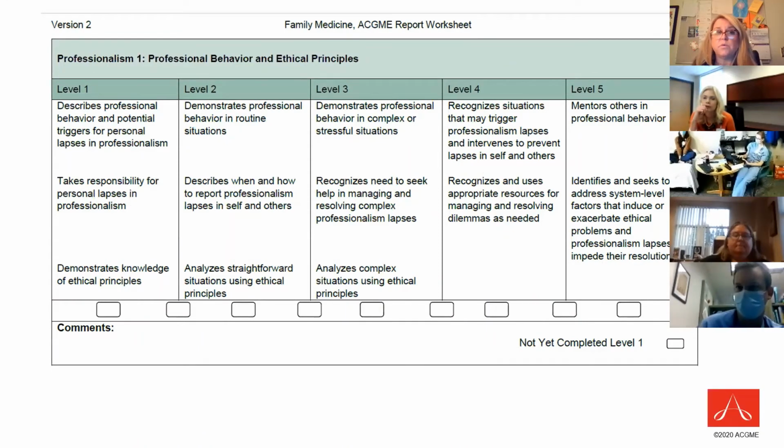This is your professional behavior and your ethics. Again, these levels are pretty self-explanatory. And one thing I will point out, which I didn't point out before, is that you can be a level 1.5. You can see there's a box here. You don't have to be a 1 and then a 2. It's okay. There are half marks here. So if you're performing your own self-assessment or assessment on someone else, then you can mark those half marks.